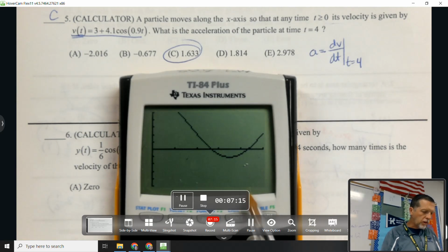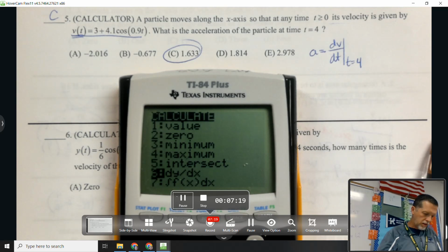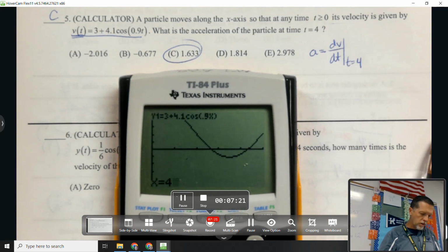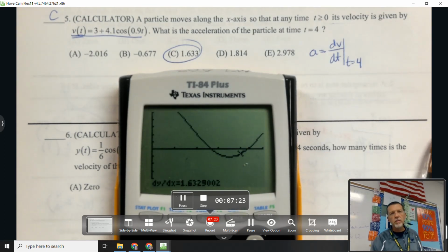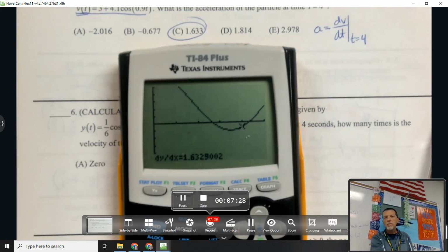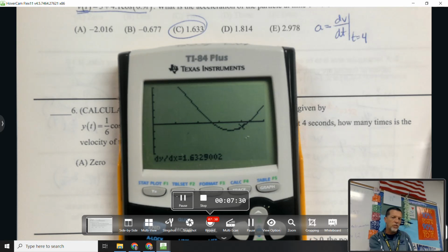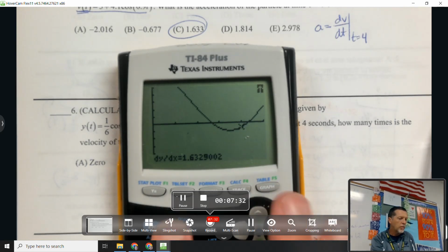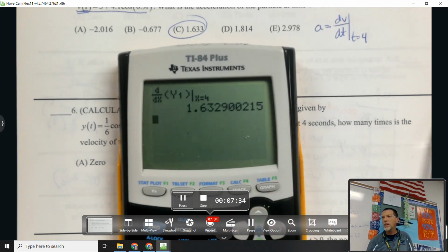So there's t equals 4. The slope is positive. Second calc, dy/dx at 4. And so my slope is 1.633. So either way, it seems like some of you have a preference for looking at the graph and doing it, and some of you have a preference for doing it on the main screen. And it doesn't matter. Take your pick.